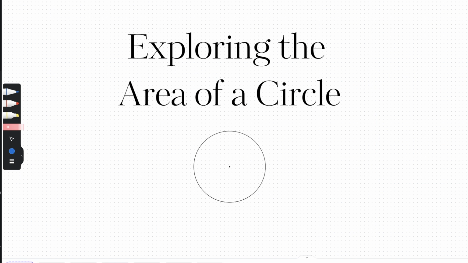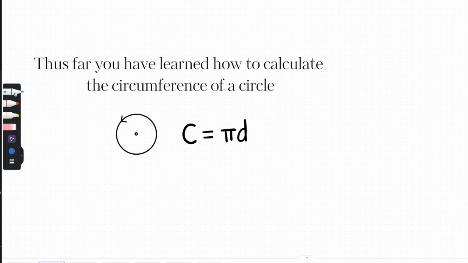This is a video about exploring the area of a circle. So, first of all, let's reflect on what you've learned so far. Thus far you've learned how to calculate the circumference of a circle, which is pi times the diameter. We know that pi is 3.14, and that the diameter is a straight line that goes right through the center of a circle.